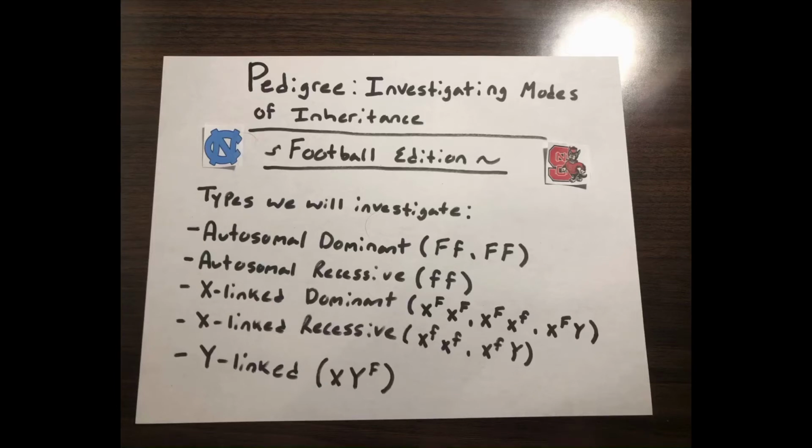Today we'll be looking at pedigrees, specifically investigating modes of inheritance, a football edition. Types we'll be investigating are autosomal dominant, autosomal recessive, X-linked dominant, X-linked recessive, and Y-linked. To the right, you can see the alleles that correspond to the person getting the trait. And now, let's look at the pedigree that I created.